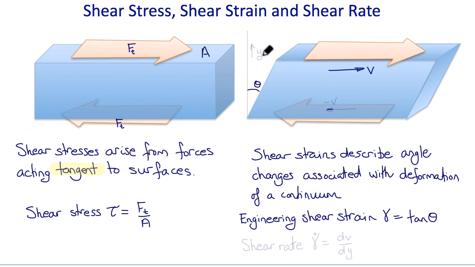If instead of thinking of this situation as a deforming solid, we think of it as a flowing fluid with the velocity of V on top and minus V on bottom, and a gradient of velocity with respect to the y-axis, then the shear rate in this fluid flow example would be that gradient, dv dy. It's the rate of shear strain.